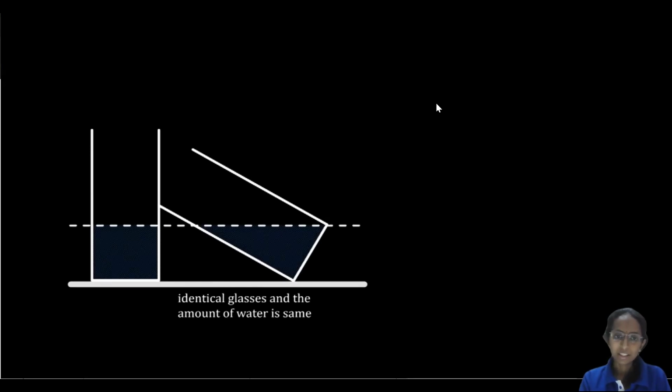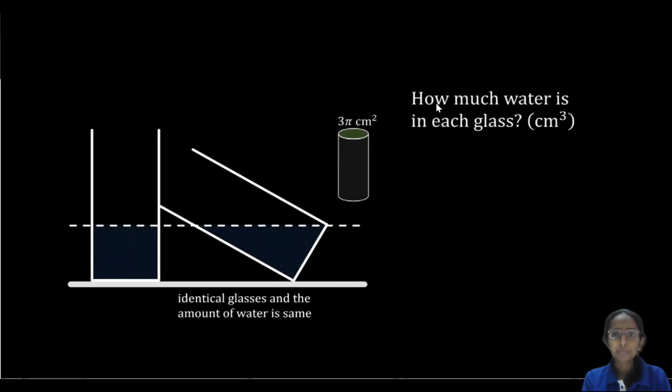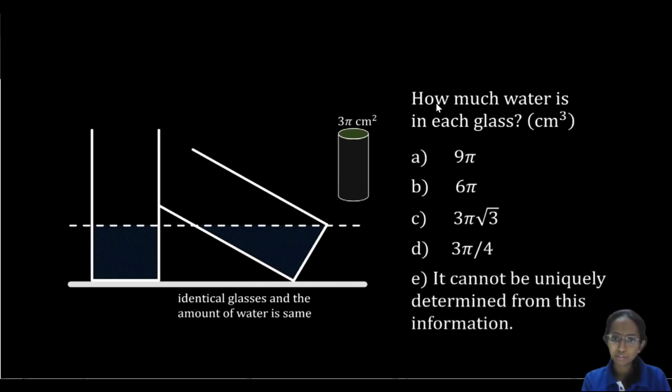Now, let us assume that there is a circular base having an area of 3 pi. We need to find how much water is in the glass in centimeter cube. A, that is 9 pi. B, 6 pi. C, option 3 pi root 3. D, option 3 pi by 4. And E, it cannot be uniquely determined from this information.